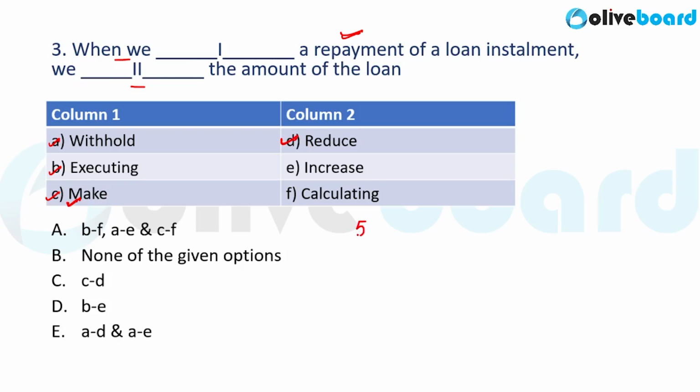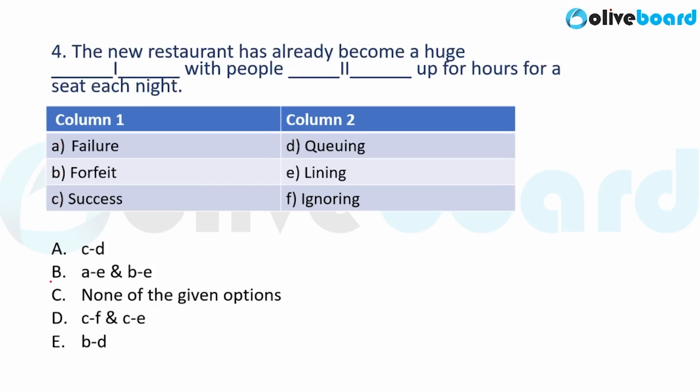Suppose the loan amount is rupees 500, and if you were to make a repayment of rupees 100, then your loan amount would be rupees 400. So you have reduced the payment of the loan, or you have reduced the amount of the loan, right? Hence option C and D must fit in the blank. Now this C and D is mentioned in option C. Hence combination C and D is correct, which is given in option C. Moving on to the next question.